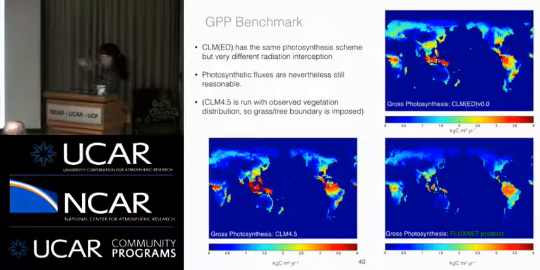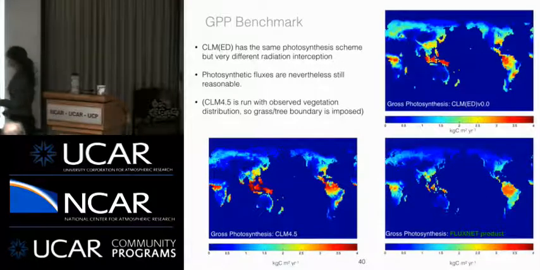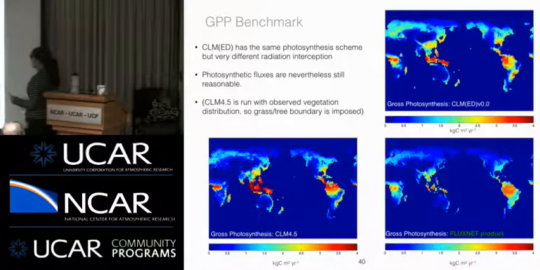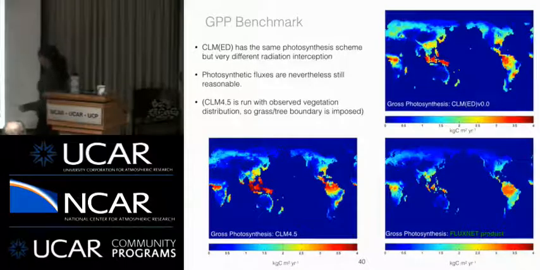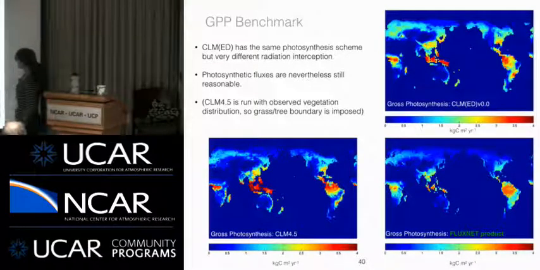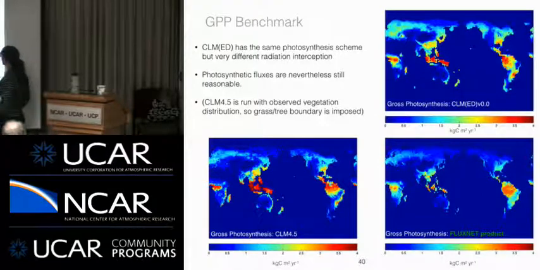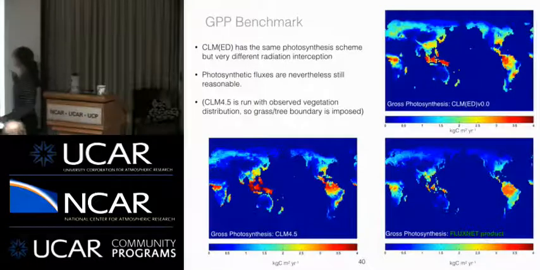Further to that, this is the GPP that the CLM-Ed is currently producing. In these figures, we have the CLM 4.5 here, the FluxNet product here, and the CLM-Ed here. You can see the differences between these are now relatively subtle compared to the ones we had before. I guess it's the same order of magnitude of mismatch between this model and this one, but they're just different kinds of mismatch. So the CLM-Ed performs much better in savannas.